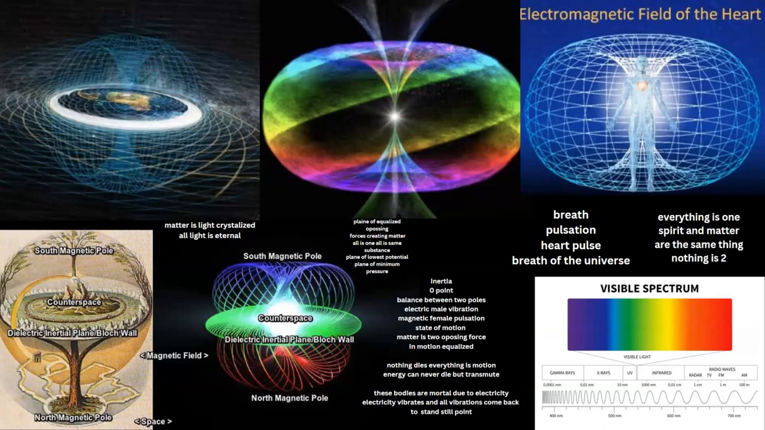Because magnetism pulsates. Electricity has two poles, red shift, blue shift. Okay, so red shift, blue shift is electricity, and electricity vibrates, and all vibration always comes back to a standstill point. But magnetism is what pulsates. This is why your heart pulses, you breathe, which is a pulse. This is the breath of the universe, magnetism.